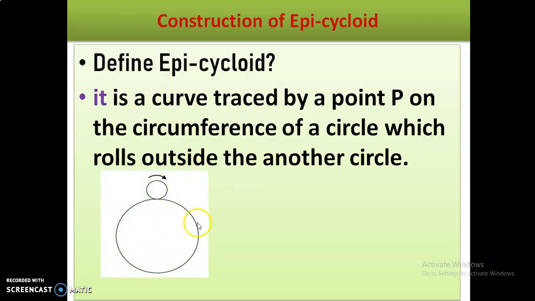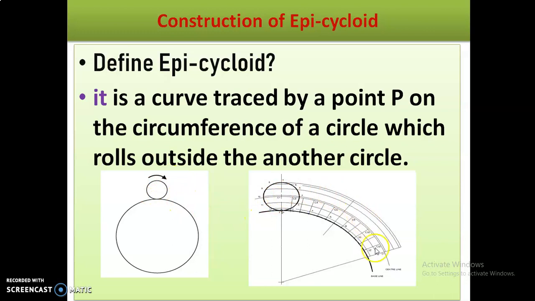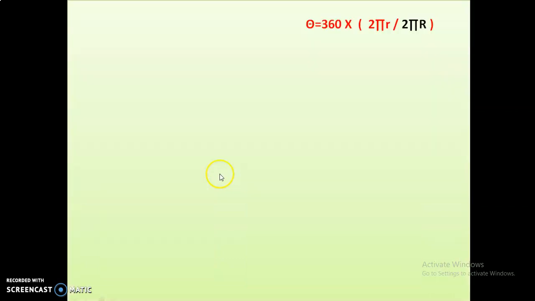So this is a circular body, and on that circular body a small circle is rolling. Then it forms the epicycloid curve. Let us see how the epicycloid curve will form. First, take the center point of the base circle, O. With center O, draw some part of the base circle.